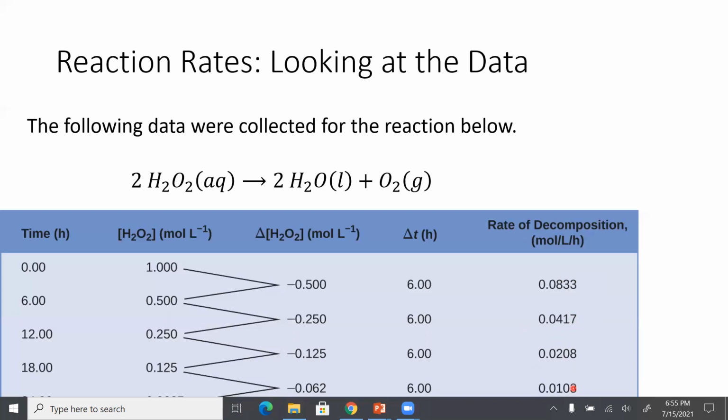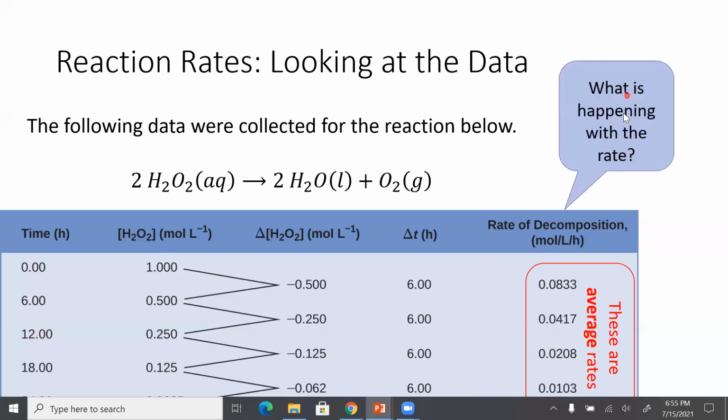The less reactant we have, the slower the reaction goes. And these are average rates because they do vary within this time period. We're just finding the average rate of change for this time period, and then the average rate of change for this time period, and then the average rate of change for this time period. What's happening to the rate? The rate's going down because the concentration of reactant is decreasing as the reaction progresses.